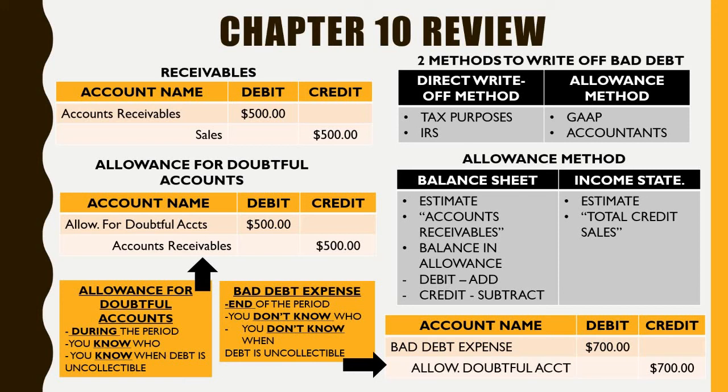Okay? So once again, the journal will look like this for both methods. You're going to write off your bad debt expense and you're going to credit your allowance for doubtful accounts. Okay? So once again, at the end of the given period, you don't know who, you don't know when, and you don't know how much. While during the period, when you write off the allowance for doubtful accounts directly from the accounts receivable, you do know who, you do know when, and you do know how much. Okay? So that's just a quick review right there.